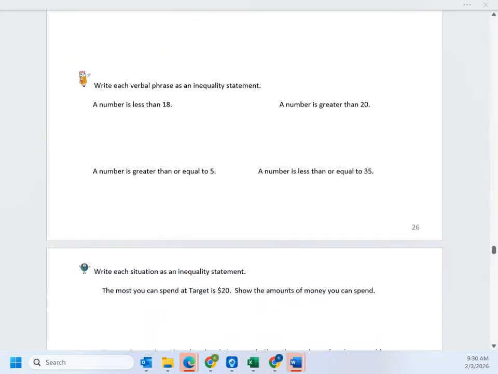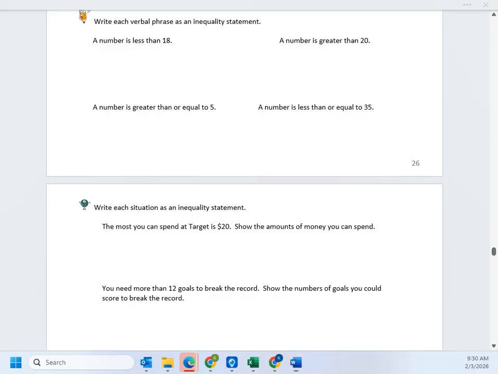It says, write each verbal phrase as the inequality statement. Again, we're going from left to right, and we're going to write exactly in the order that it's telling us. So, a number less than 18. A number greater than 20. A number is greater than or equal to 5. A number is less than or equal to 35. Write out what those inequality statements look like. So you're finishing this page on your own.